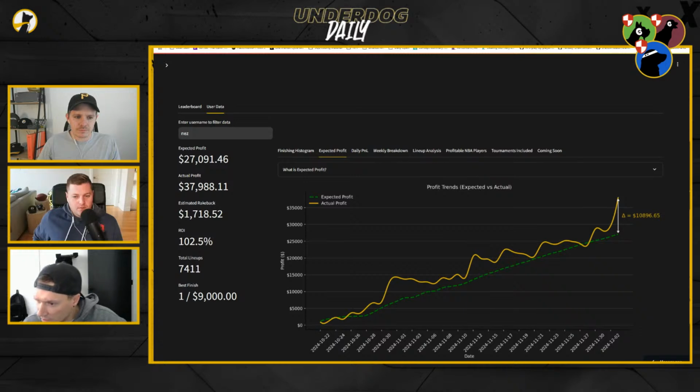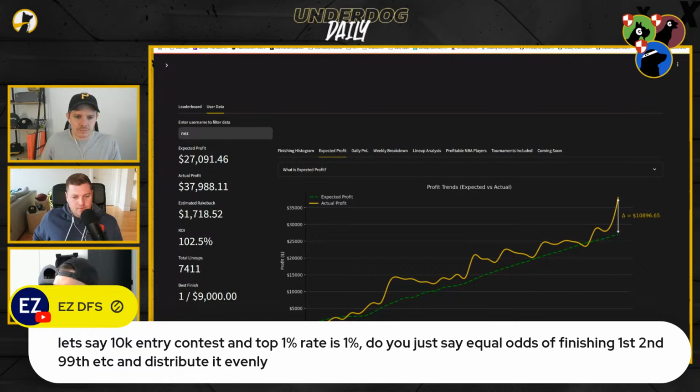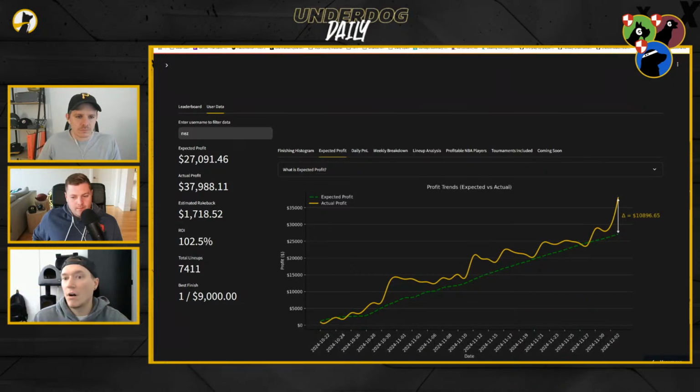Let's just say a 10K entry contest and the top 1% rate is 1%. So do you say equal odds of finishing first, second? Yes. So basically you distribute them all evenly across the whole percentile. The finishing within each percentile doesn't matter because the prizes are just spread out across the whole percentile. It's just like all $20,000 of the top first percent is being spread out amongst those 200 lineups evenly. So the placement itself doesn't really matter.